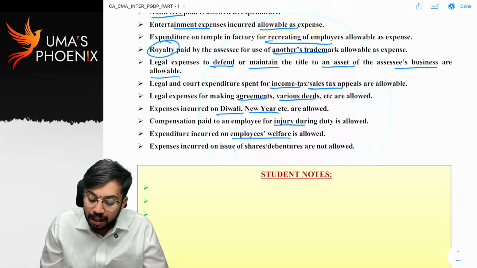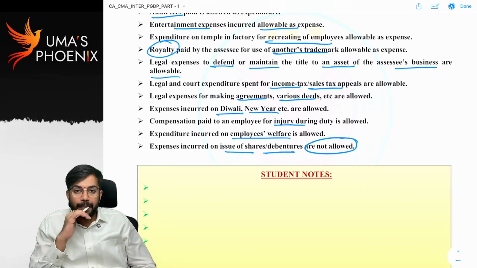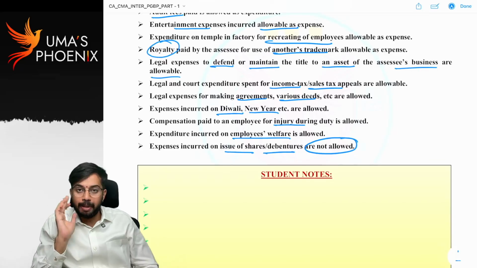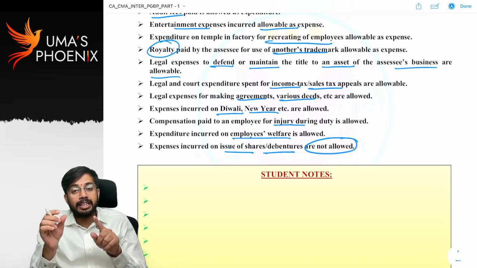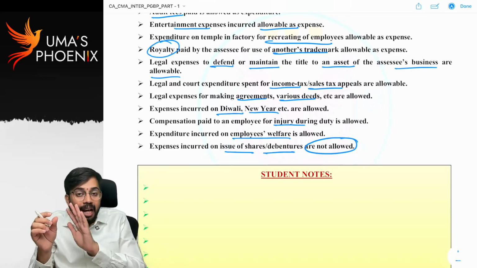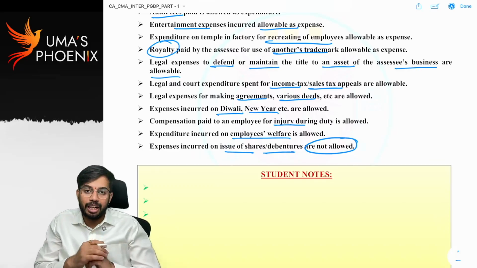Expenditure incurred on issue of shares or debentures is not allowed. For the purpose of issue of share capital or debentures, if any expenditure is spent, the nature of expenditure is capital in nature. That's why expenditure on issue of shares or debentures is not allowed as deduction.